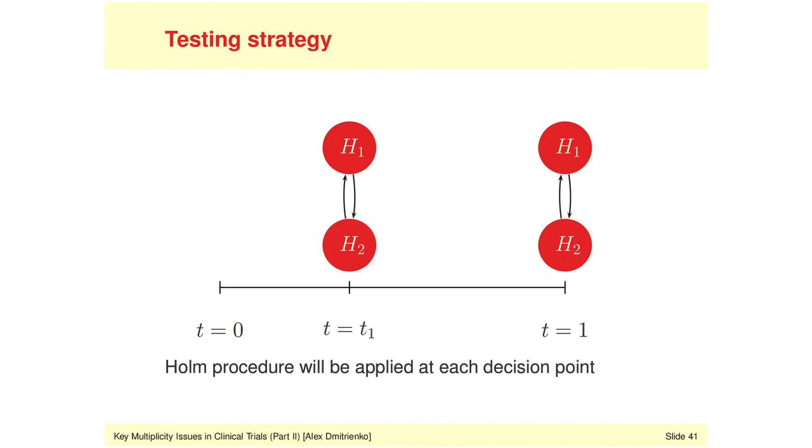This multiple testing strategy, based on the Holm procedure, will be applied at each decision point, first at the interim analysis and then at the final analysis. We can see here 2 sets of hypotheses that are connected by arrows, and those arrows visualize the fact that we can propagate the alpha from the PFS test to the OS test and back, and this once again can happen at the interim or at the final analysis.